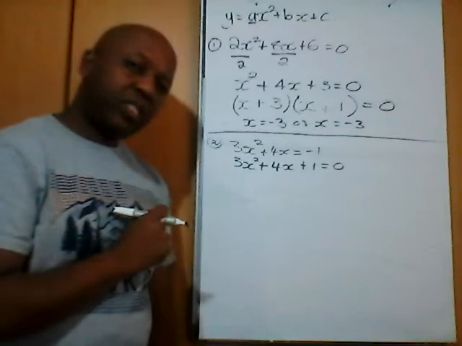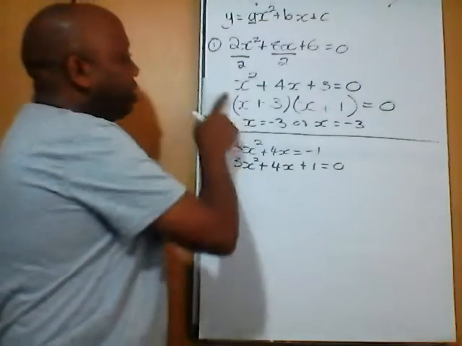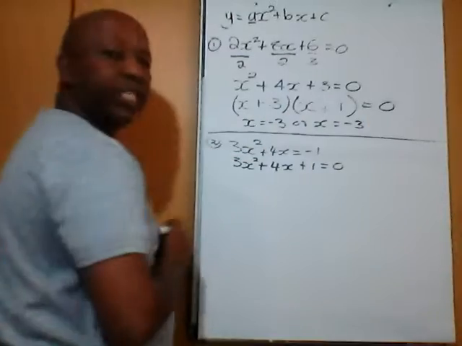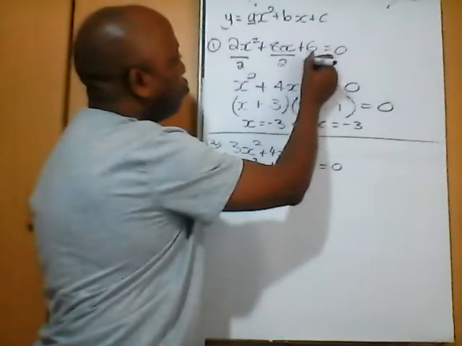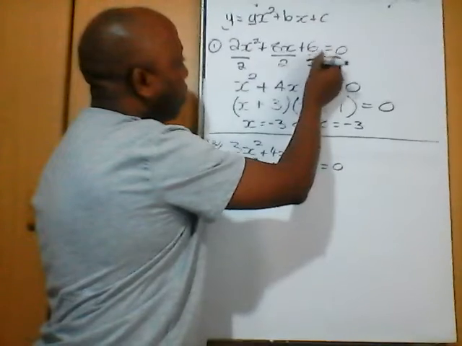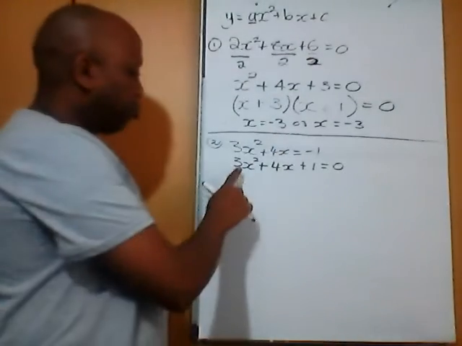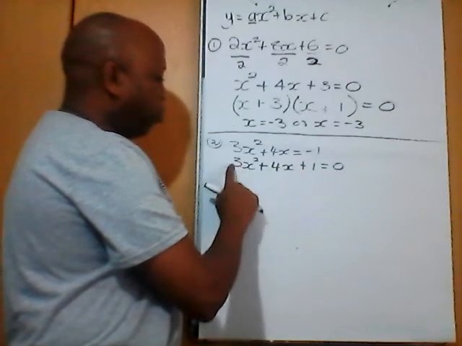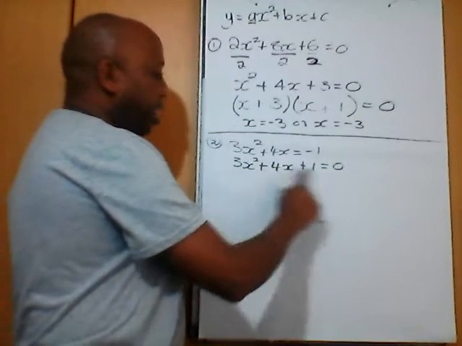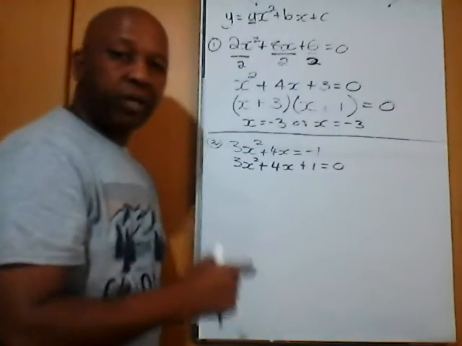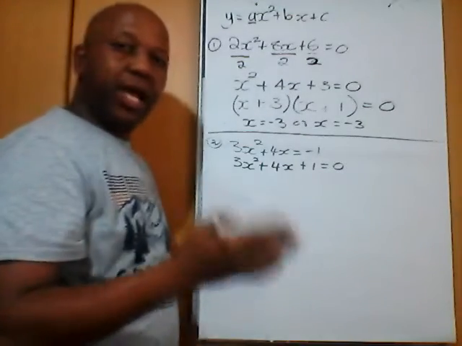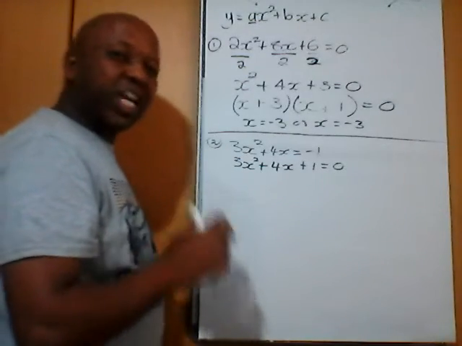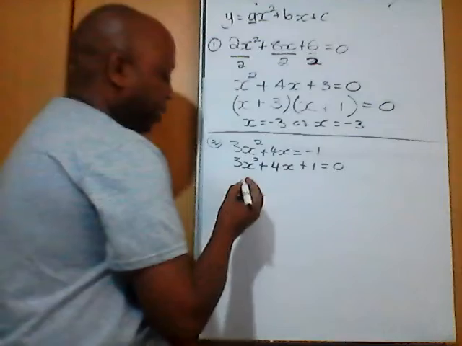This is a very interesting question because now we can't do what we did there. We cannot divide all the terms by 2, because 2 is not a common factor. In fact, we can't divide by 3 either. These terms do not have a common factor. So we leave them as they are and we factorize by inspection. So we do a trial and error method.